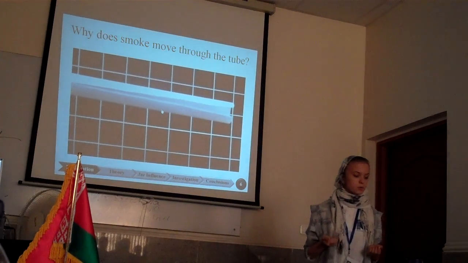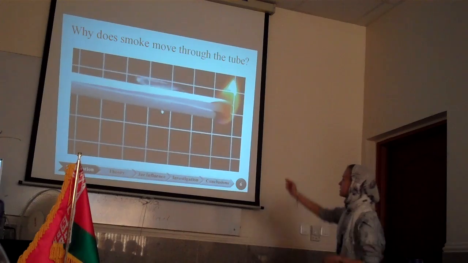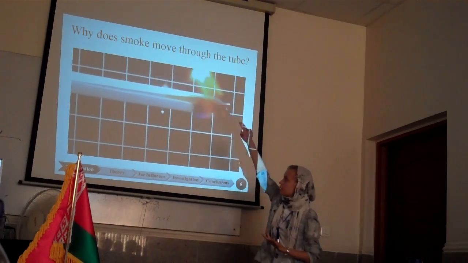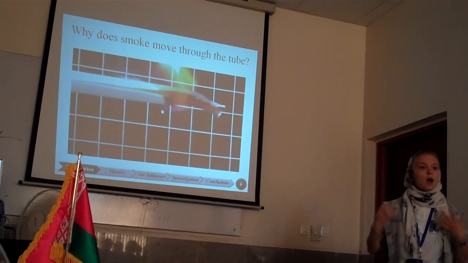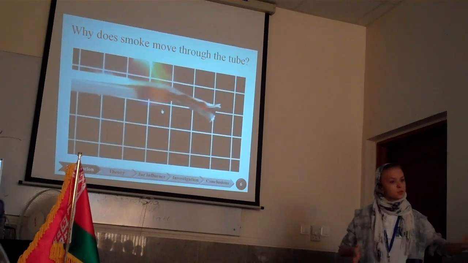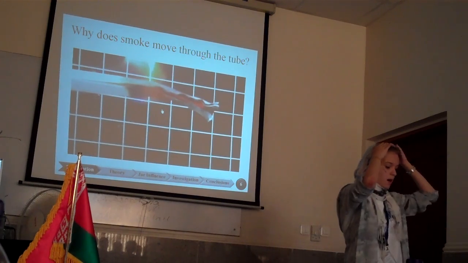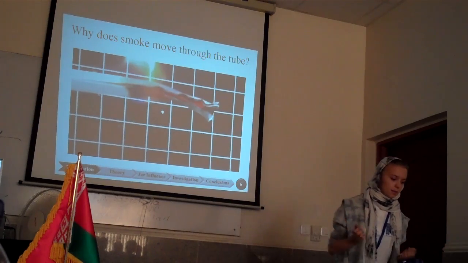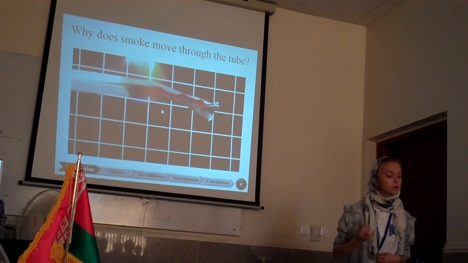Why does smoke move through the tube? Here we can see the experiment with a transparent tube, and you can see how the smoke moves through it. Why is it so? You can see that at first smoke moves up. It is because there are hot air streams that push our smoke particles into the jar. And that's why, because of the thermal expansion that takes place, we have motion of smoke through the tube.